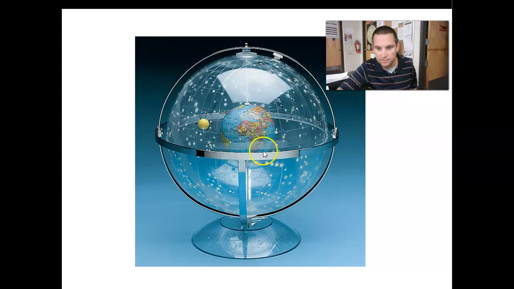And then this silver band around here is going to be the celestial equator. Just like our equator is exactly halfway between the North Pole and the South Pole, the celestial equator is exactly halfway between the North Celestial Pole and the South Celestial Pole.